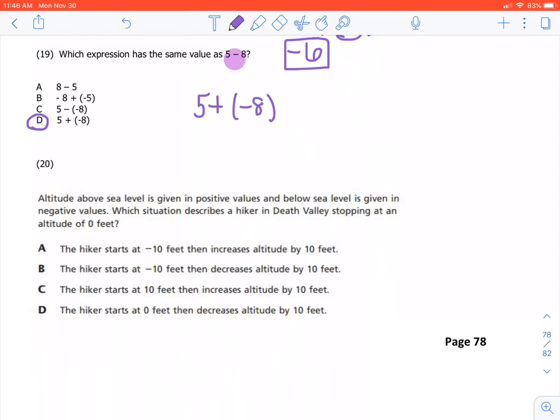All right, number 20. Altitude above sea level is given in positive values, below sea level is given in negative values. So which situation describes a hiker in Death Valley stopping at an altitude of 0? So if he starts at negative 10, that's 10 feet below, and goes up 10 feet, he will actually be at 0. That should be the answer. Let's just make sure. Part B. Hiker starts at negative 10 and goes down 10 feet. Well, then he would be 10 feet lower, which would be negative 20. Hiker starts at 10 and then goes up, he'd be at 20. And the hiker starts at 0, then goes down, he would be at negative 10. So it is choice A.